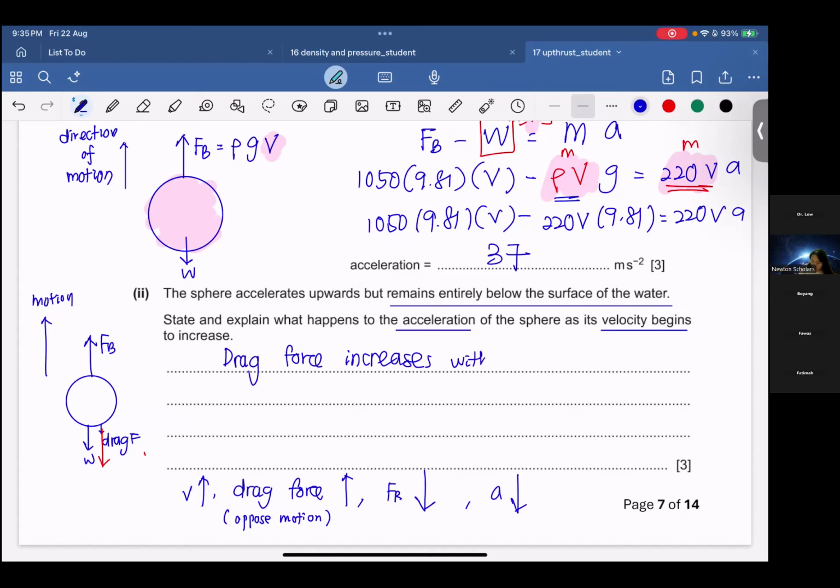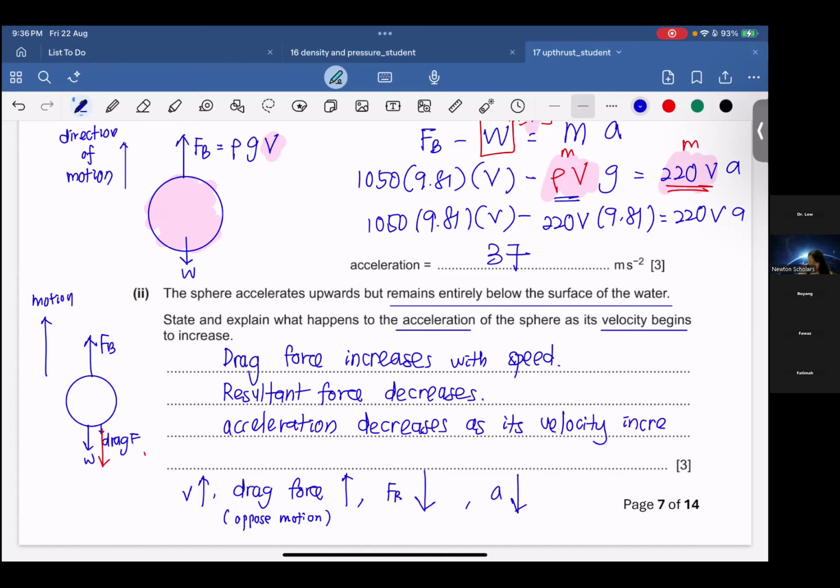So here, the drag force increases with speed. Resultant force decreases. Because we have the drag force already, the upthrust and the weight still remain the same, so right now our resultant force will decrease. Acceleration decreases as its velocity increases. So when velocity increases, acceleration should decrease.